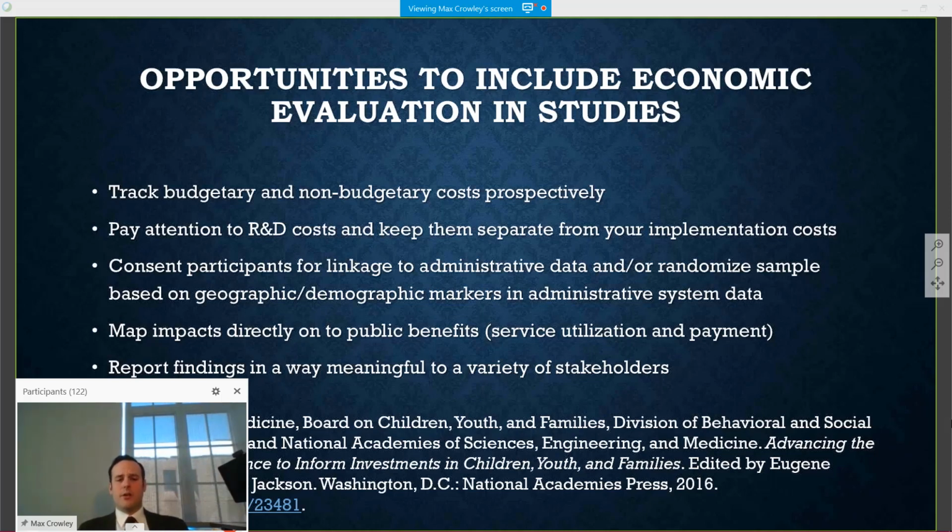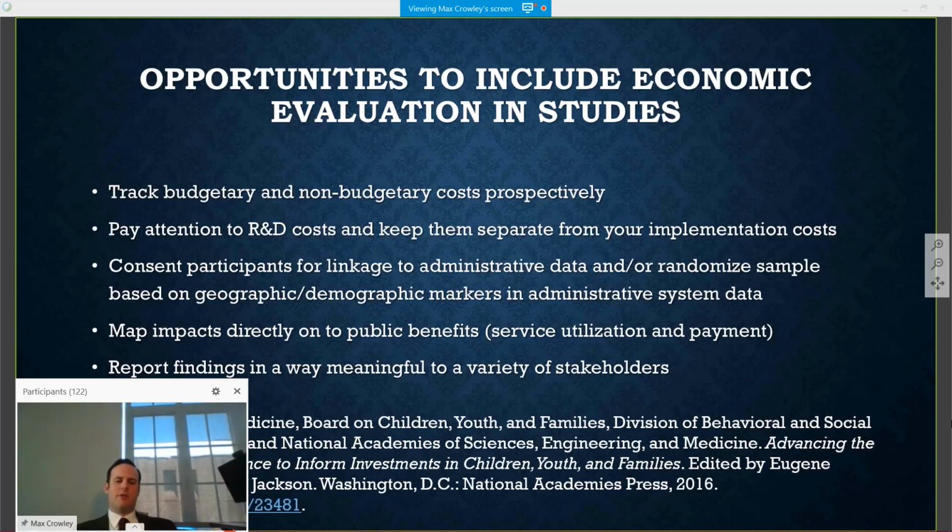Further, there are increasing opportunities surrounding the work around consenting participants for linkage to administrative data, and knowing where those high-quality systems are and what kind of consents need to be in place. When that's not possible, you can randomize a sample based on geographic or demographic markers that show up in these administrative data systems, which allows for a de-identified look at administrative data and allows you to still evaluate and map those benefits onto those systems.